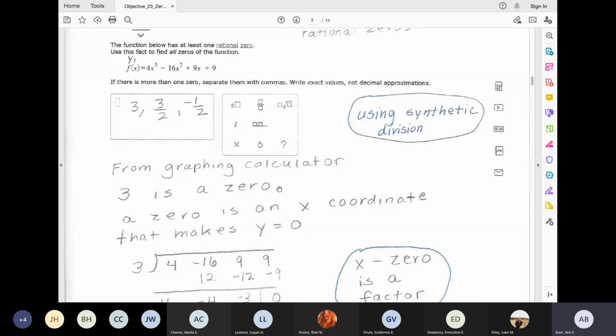zeros. And it's not going to work all the time because we have to set our x's to go up and down by so much. And we're going to set that at 1. It's impossible to set it at every possible real number, so it won't work all the time. So I'm going to copy down our function here. F of x equals 4x cubed minus 16x squared plus 9x plus 9. I just want to make sure that I've got that copied down correctly.